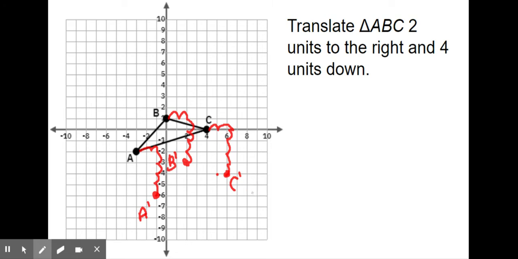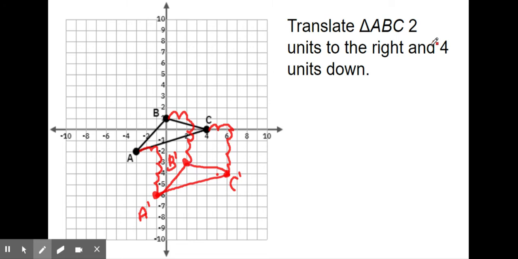And if you have an error like that when you connected your coordinates, you would see that your shape wasn't preserved, which would make it not a translation, right? We are supposed to have the same exact size and shape. So once we connect these, that would be our final work. And if you're turning this in, you want to clean it up a little bit, maybe highlight over. That's essentially how you do translations.